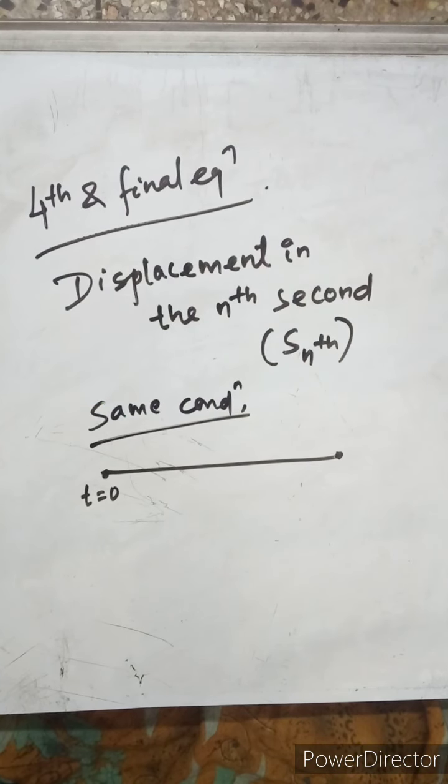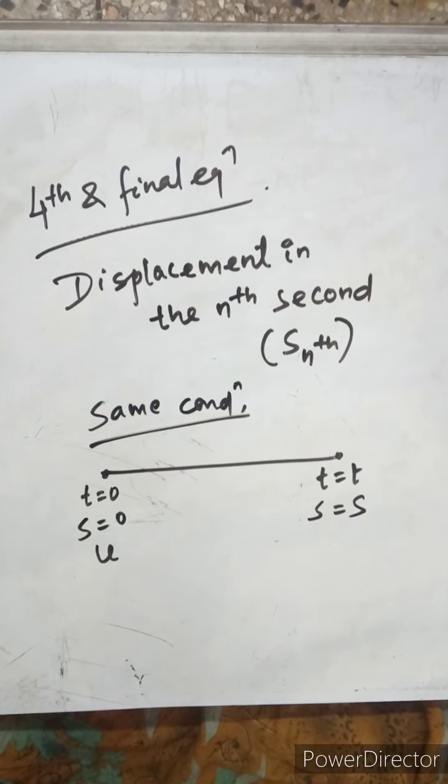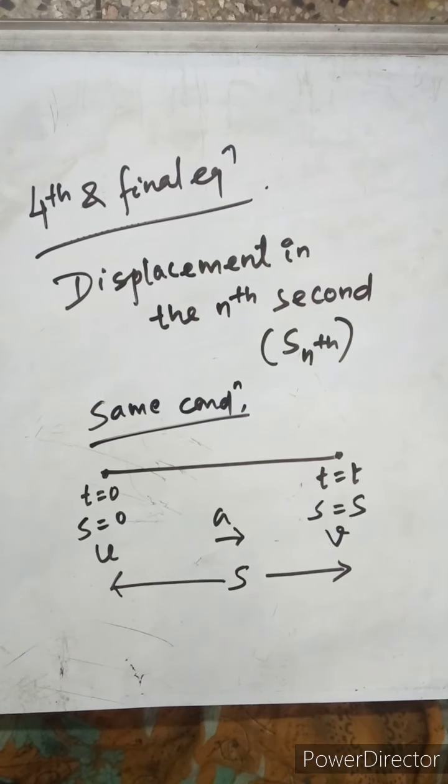Again we are taking the same condition. Initial time t is equal to 0, final time t is equal to t. Starting position is s is equal to 0, ending position is s is equal to s, initial velocity is u, final velocity is v. Same condition, and the displacement obviously, and it is under constant acceleration.